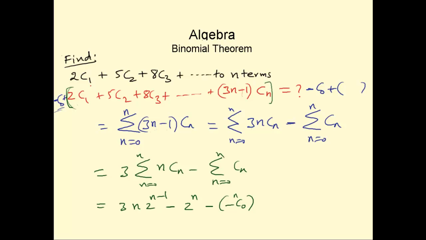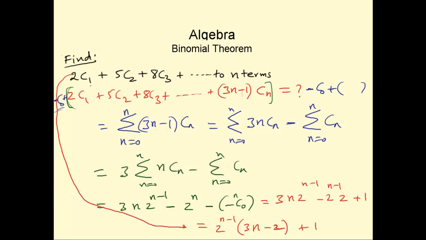So if you write this as 2 to the n minus 1 times 2, so this becomes 3n times 2 to the n minus 1 minus 2 to the n minus 1 times 2. Minus, minus becomes plus 1, right? So if you take the 2 to the n minus 1 as a common factor, you get 3n minus 2, plus 1. So this is the answer for 2c1 plus 5c2 plus 8c3 and so on till the n terms here. That is 2 to the n minus 1 times 3n minus 2, plus 1.